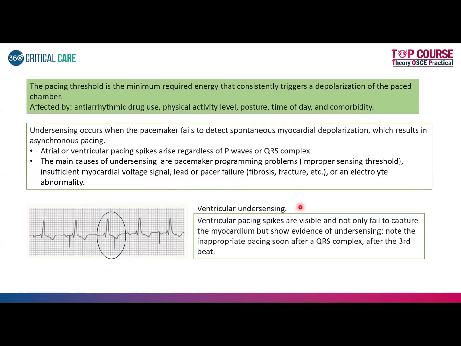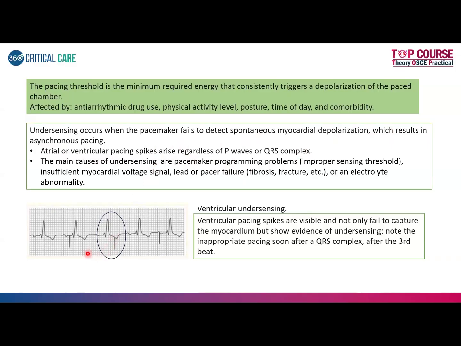Okay. So the pacing threshold is the minimum energy that is required, which constantly triggers or depolarizes the paced chamber. This we have studied in the previous slide. And now we need to understand what is sensing. Okay, so undersensing occurs when the pacemaker fails to detect the spontaneous myocardial depolarization, which results in asynchronous pacing. So atrial and ventricular pacing spikes arise regardless of the P waves or the QRS complex.